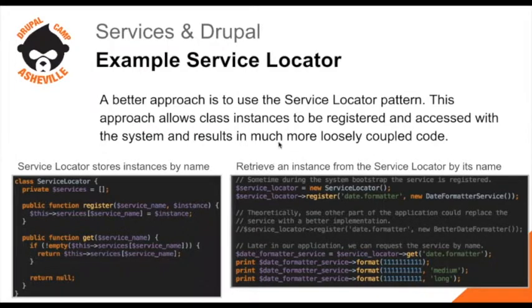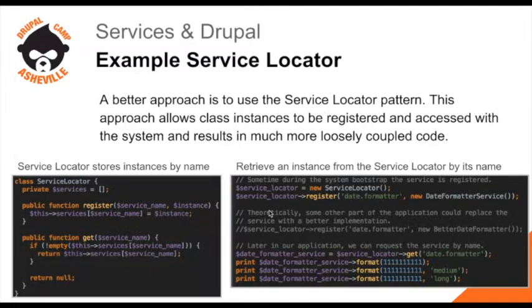An example of that code over here on the right, just sort of a made-up situation, is I've instantiated the new service locator, and I've registered a new instance of a date formatter class of some sort. And I've registered it with the name date.formatter.